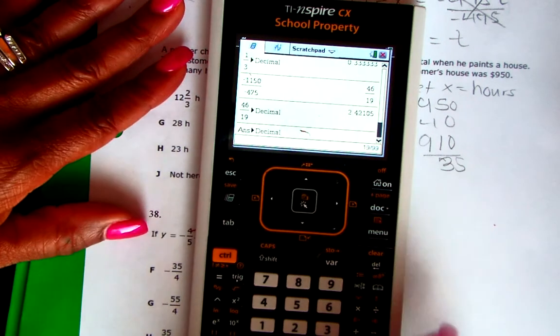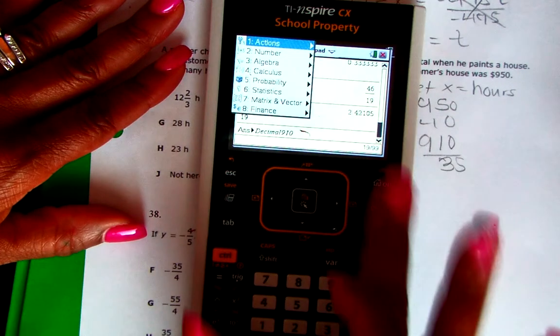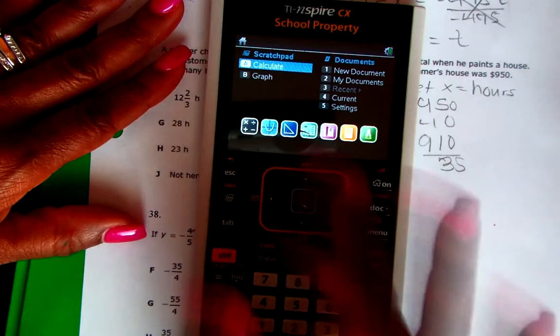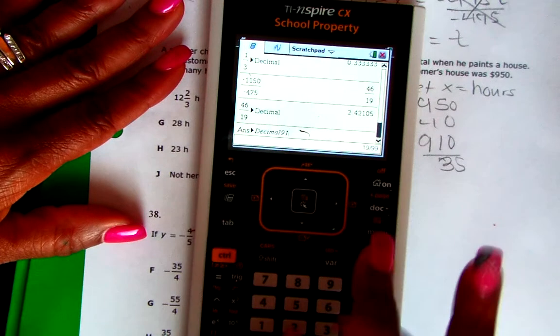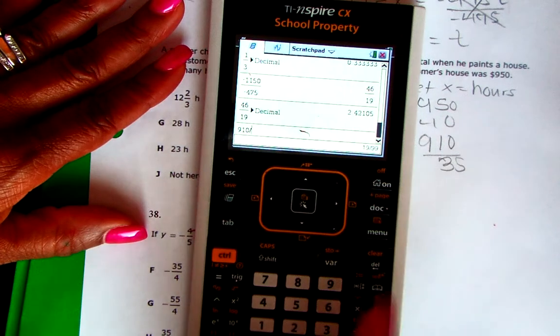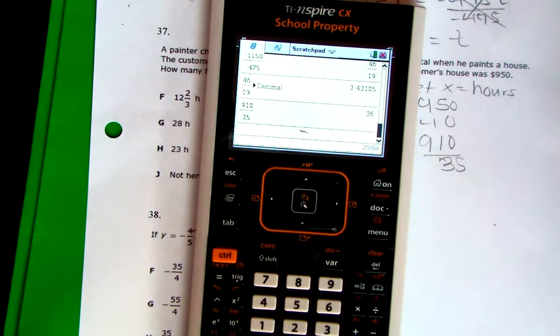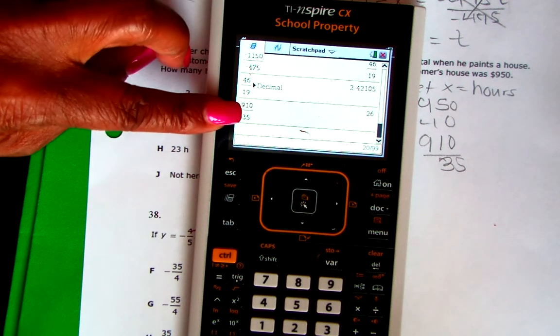So then you just put 910. Oops, clear. My bad. Delete, because it's doing the answer. Let me do this first. 910 divided by 35. Enter. It gave me an answer, okay. Just in case it had given me a fraction, I know it wasn't going to simplify that.